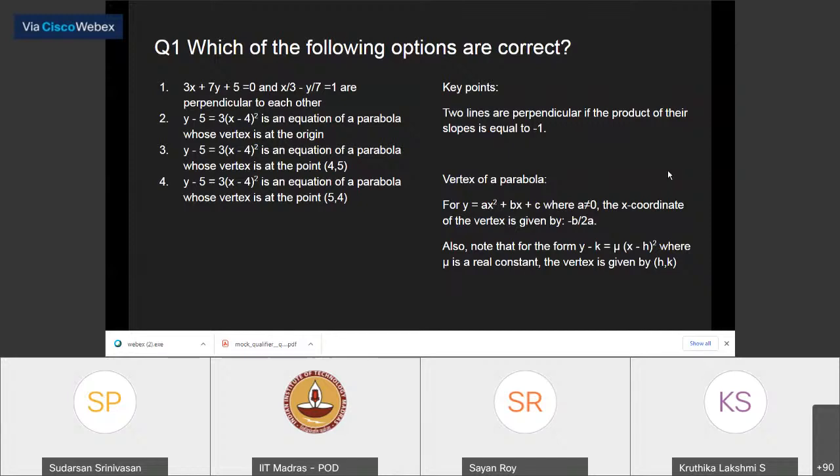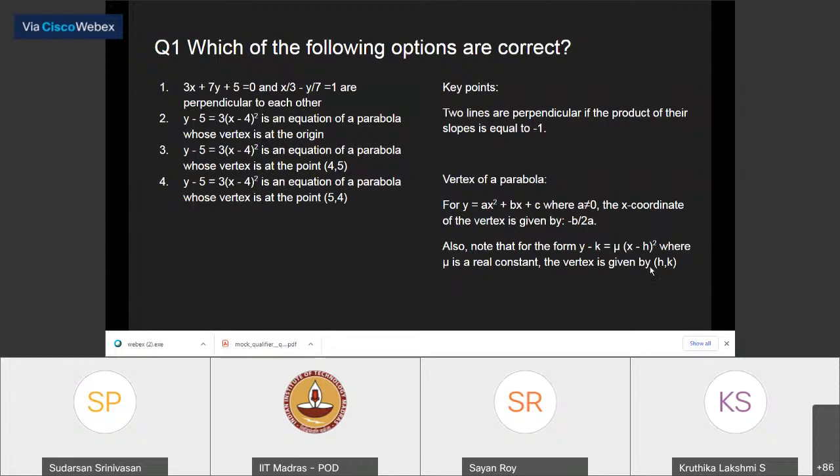Here I will also discuss three key points to answer this question. Look at the screen on the right. For two lines to be perpendicular, the product of their slopes has to be equal to -1. We will use that concept to evaluate statement one. For the remaining three statements, we have to know how to find the vertex of a parabola. When a parabola is represented in its general form, y equals ax square plus bx plus c, where a is not equal to 0, the x coordinate of the vertex is given by -b by 2a. Once you know the x coordinate, you can find the y coordinate by substituting the value of x in the equation.